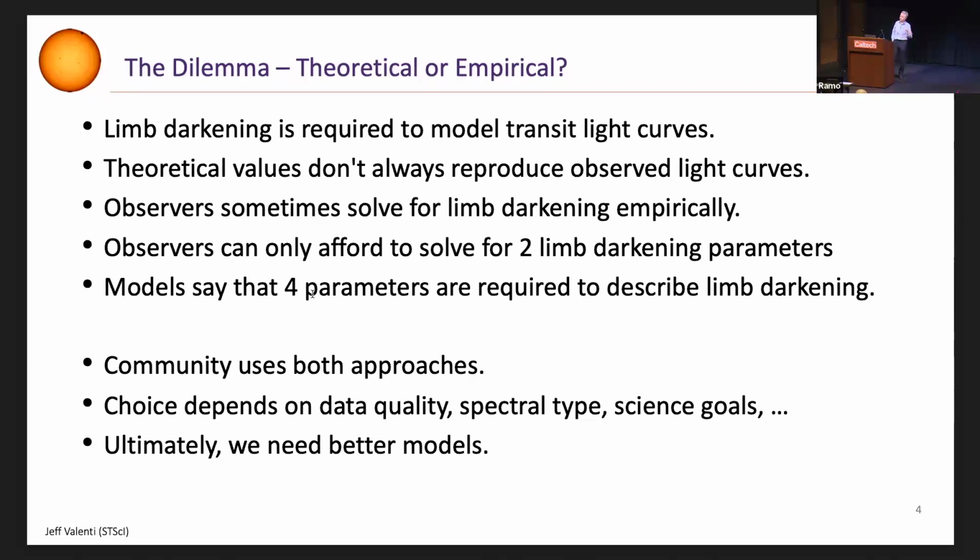So even though the signal to noise is good, it's not good enough to solve for 4 parameters plus everything else. So they wind up going back to 2 parameters. And yet we just saw the 2 parameters can lead to 50 part per million errors. So it's a dilemma. The community uses both approaches. The choice depends on your data quality, the spectral type, the science goals, et cetera. It's not an easy question to answer. Ideally, ultimately, what we want is models that work. I wish I was here today to tell you we have models that work, but we're not there yet, and we need to be aware of that.